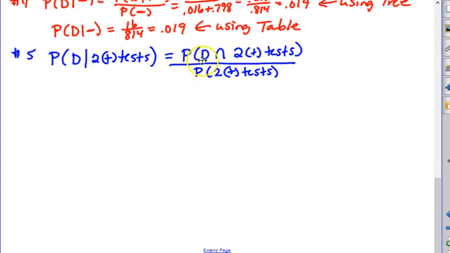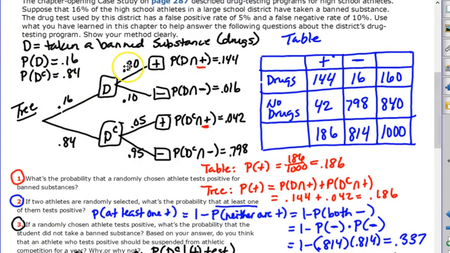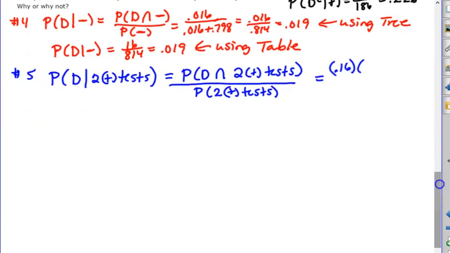So the probability of taking drugs and testing positive, okay, twice, is going to be the probability that you took drugs, which is 0.16, and then the probability that you tested positive twice given that you took drugs. So that's going to be 0.9 and 0.9, because if you took drugs, the probability of a positive test is 0.9. So this would be 0.9, and then another positive test is 0.9.